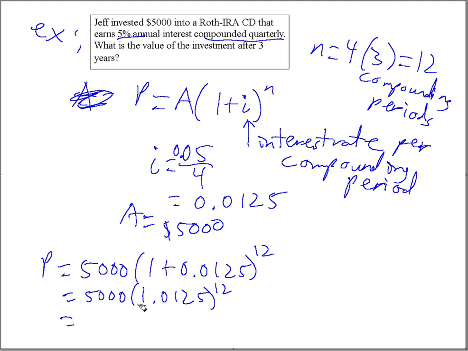After 3 years, the total value of the account is going to be roughly, since I'm talking about money, rounded to cents, $5,803.77. So he's going to make a little over $800 in interest over 3 years if it's compounded quarterly at 5% annual interest. That's just one application of this exponential equation for compounding interest. There are more problems on this in the text for the homework.